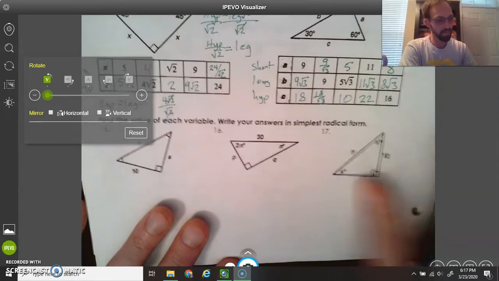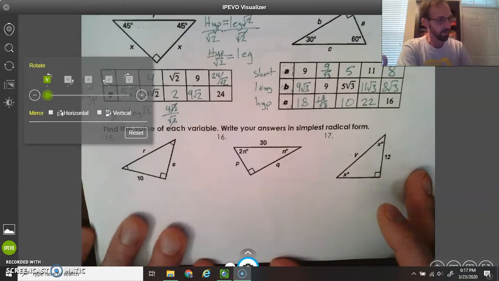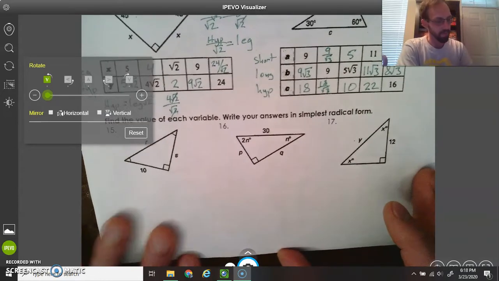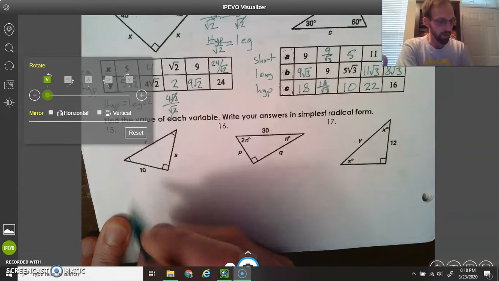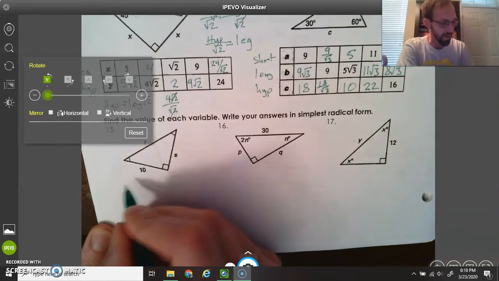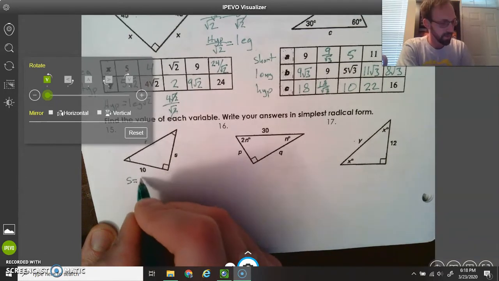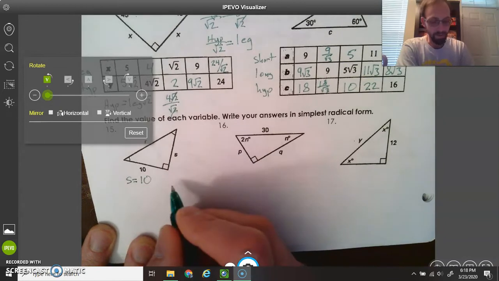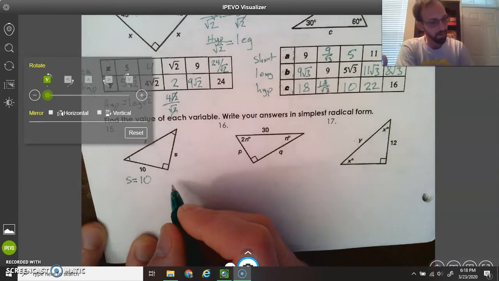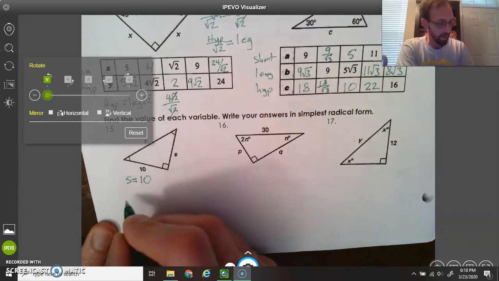Down here below, find the value of each variable, and write your answers in simplest radical form. So this is a 45, 45, 90 triangle, so 10 and S have to be exactly the same. And then R is your hypotenuse. Because R is your hypotenuse, we're going to take 10 times square root of 2.